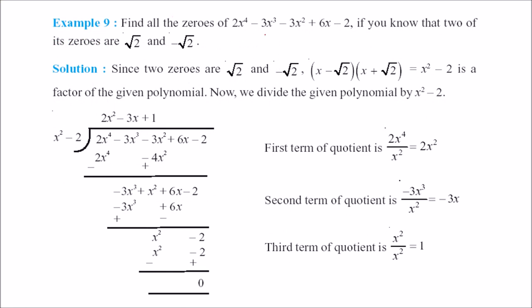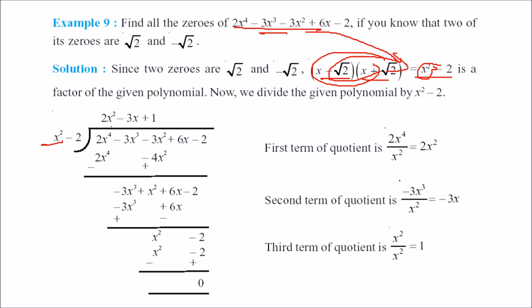Find all the zeros of this expression, if you know that two of its zeros are root 2 and minus root 2. So you know by now that x minus root 2 and x plus root 2 are the factors. Multiply them, x square minus 2. And if these two are factors, to find the other factors, you need to divide this expression by this expression. So let us divide.